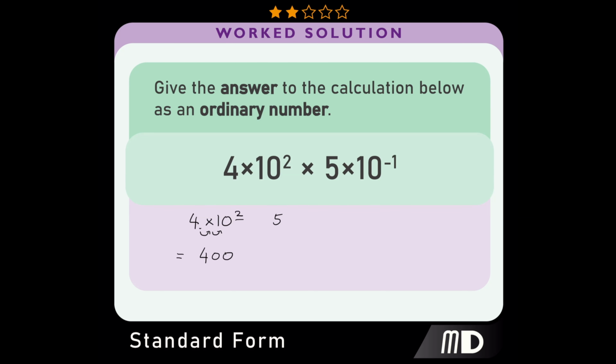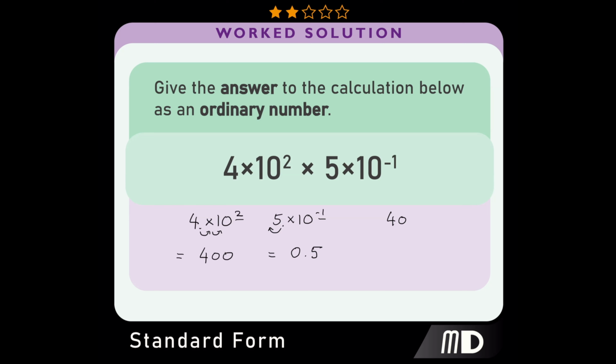Then there's 5 multiplied by 10 to the power of minus 1. There is a decimal point after the 5, and the multiplied by 10 to the power of minus 1 part tells us to move it 1 place to the left. That means 5 multiplied by 10 to the power of minus 1 is 0.5, written as an ordinary number.